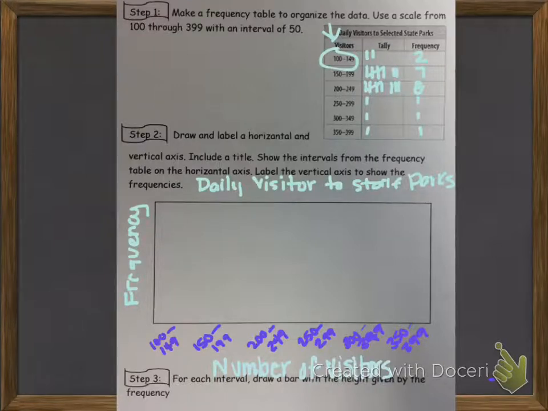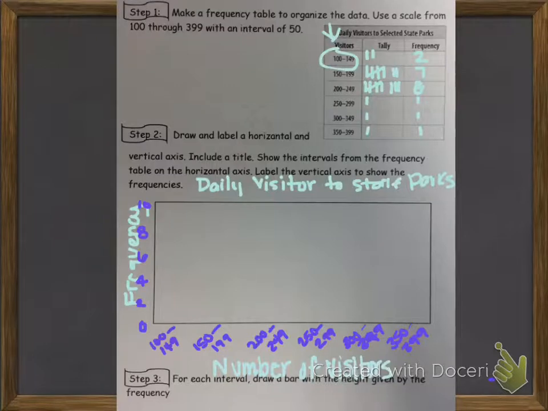And now your step 3 says for each interval, draw a bar with the height given by the frequency. So our first interval, we have a frequency of 2. So we want to make sure, and then our biggest interval was a frequency of 8. So that's how we decide what numbers to put over here on the left side. The line at the bottom of your graph is going to be a 0. And then let's go all the way up to 10. Okay, and we can separate these by, let's do by 2s. So we have 2, 4, 6, 8.